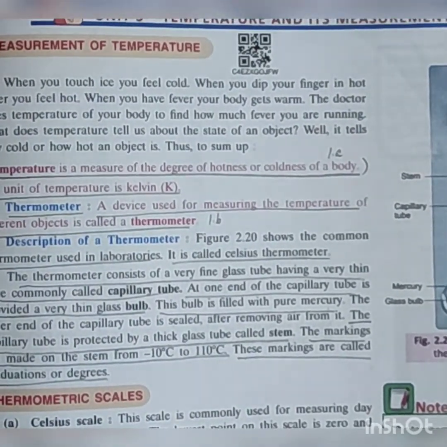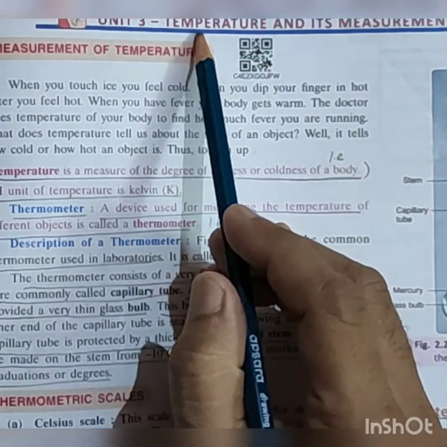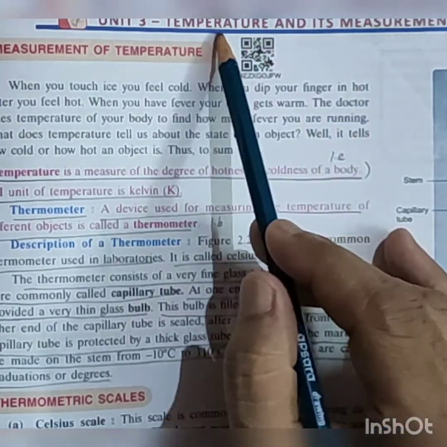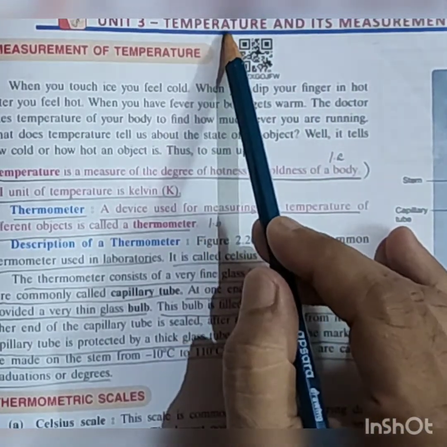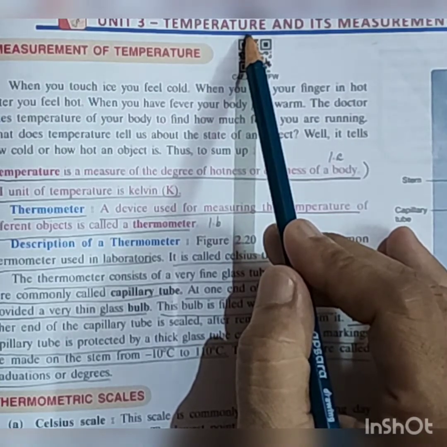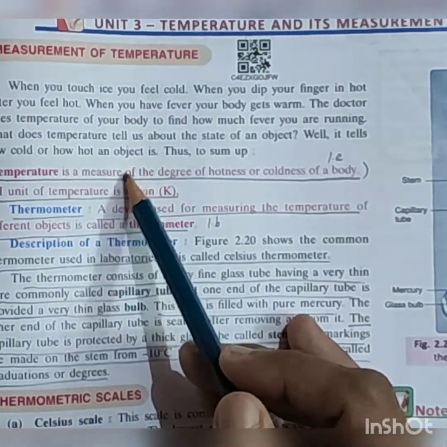In your physics second chapter, unit 1 and unit 2 I have already explained. Now we have our unit 3 portion, that is temperature and its measurement. So temperature, that term you already heard about in your lower classes. Now one question comes to your mind: what does temperature stand for in definition?